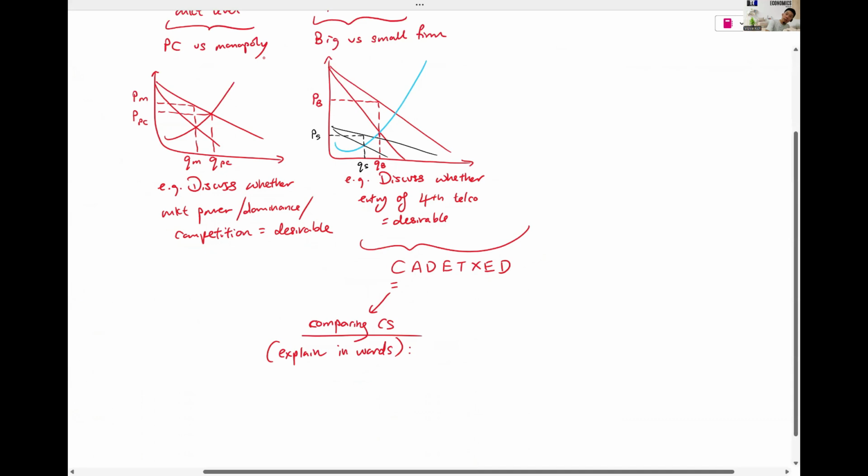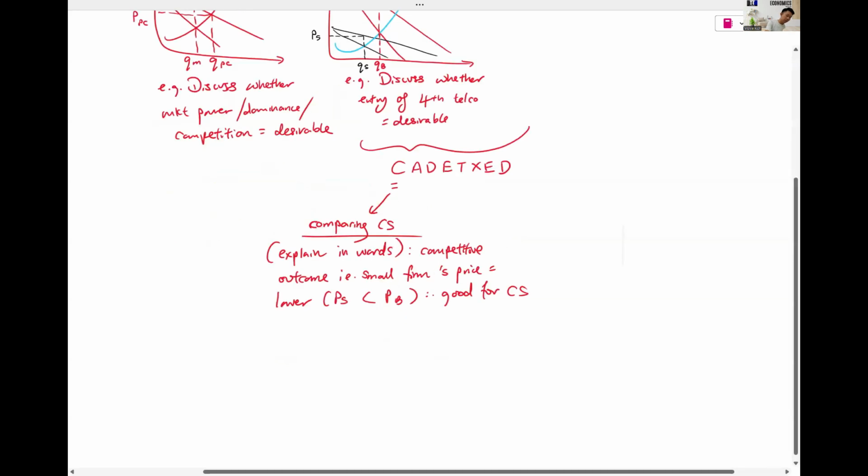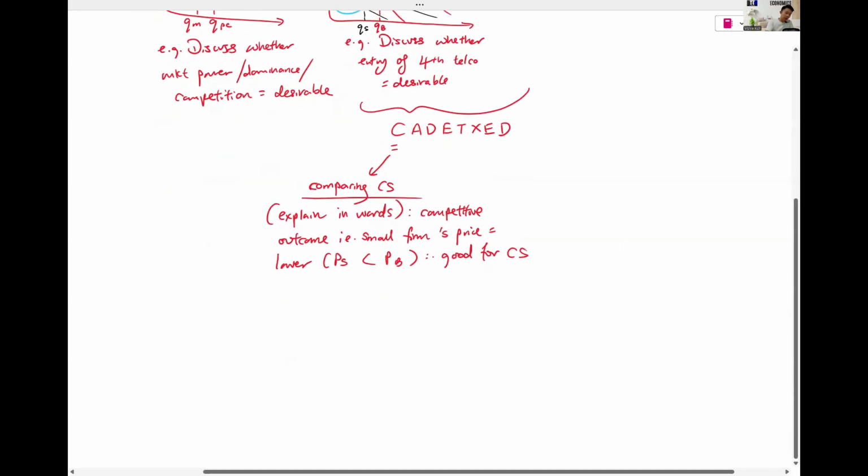We'll say the competitive outcome. Competitive outcome means your small firm price is lower. PS is less than PB. So this is good for consumer surplus. Do you follow? Okay. This is good for consumer surplus.